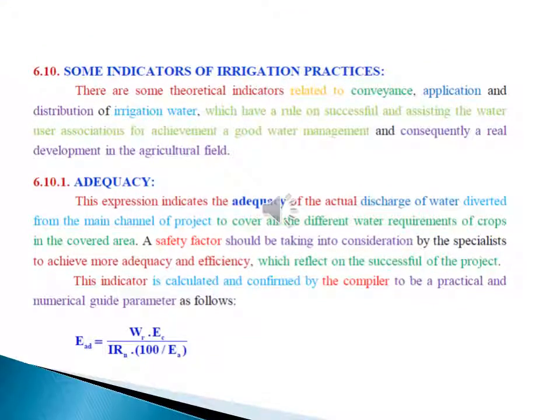Some indicators of irrigation practice. There are some theoretical indicators related to conveyance, application, and distribution of irrigation water, which have a role in assisting the water user association to achieve good water management, and consequently real development in the agricultural field, such as adequacy. This expression indicates the adequacy of the actual discharge of water diverted from the main channel of the project to cover all the different water requirements of crops in the overall area. This indicator is calculated as a practical and numerical guide parameter, as shown in the enclosed equation.